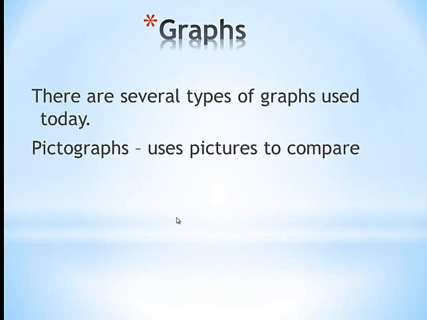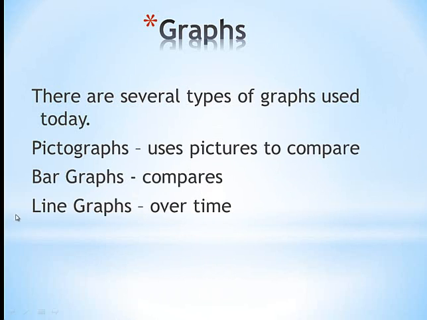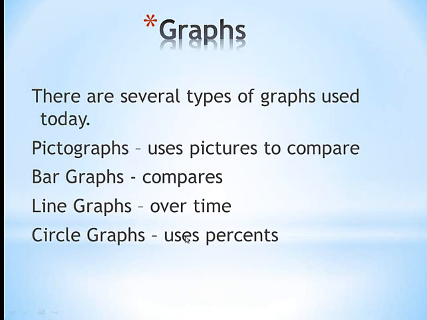We've got pictographs, and they use pictures to compare items. We've got bar graphs, and those are used to compare items. We've got line graphs, and that's a graph over time. And then we have circle graphs, and those are graphs that use percentages. Go ahead and hit pause and copy those down.